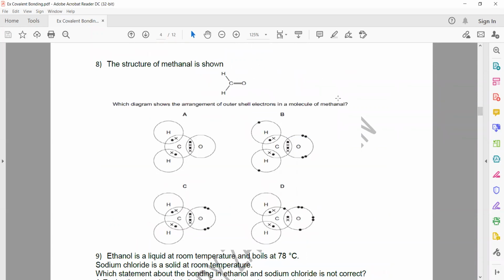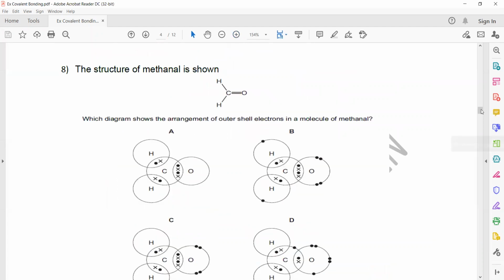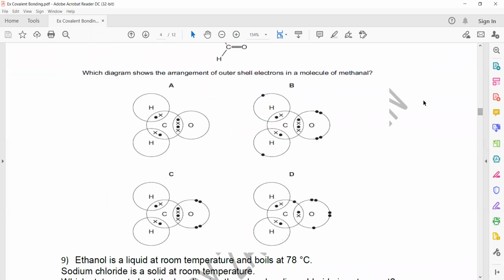The structure of methanol is shown. Which diagram shows the correct arrangement? Again we will check. Hydrogen belongs to group 1. It will share 1 electron and unshared will be 0. Carbon belongs to group 4, so it will share 4, unshared will be 0. And oxygen belongs to group 6, so it will share 2 and unshared will be 4.